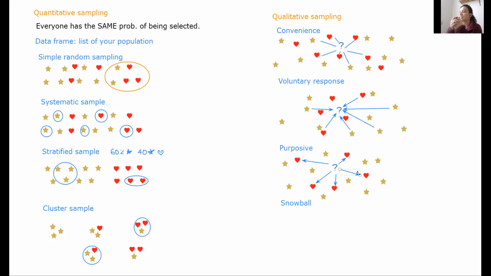So in this case, it's kind of like you're already targeting a certain kind of bias because you're looking at a very specific population. Is this clear for everyone? Yeah. Okay, good, thank you.